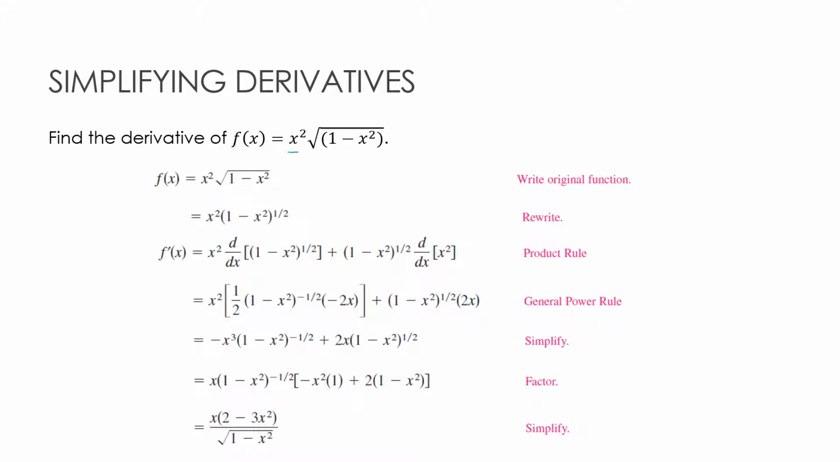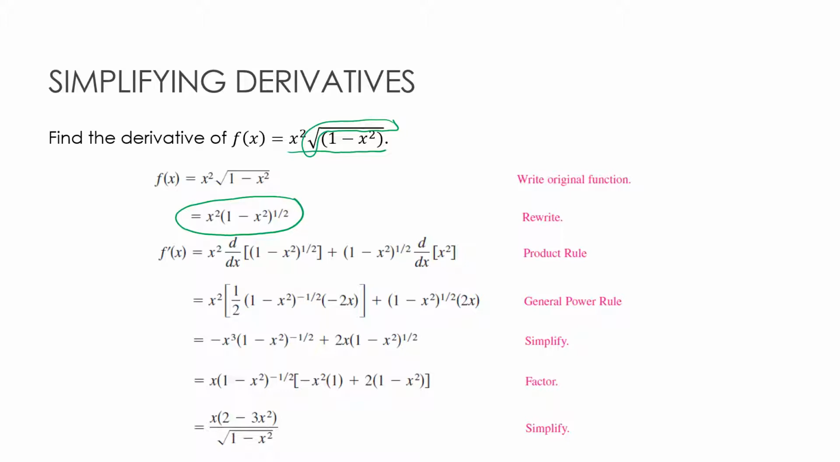I've got two functions here. I've got the original function, which is x squared, and then the square root of 1 minus x squared. So I would rewrite the original function because I don't like this radical. We always want to turn those radicals into rational exponents. So this is my original function. This is f of x. That's the one I'm going to work with.